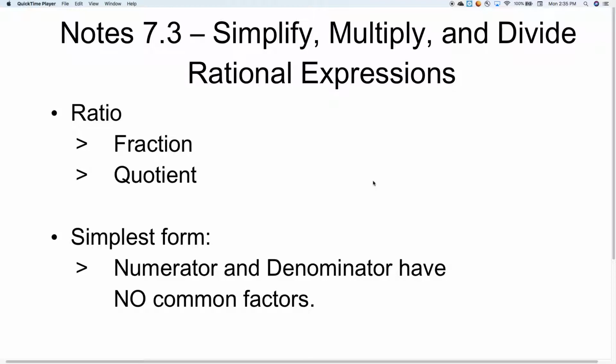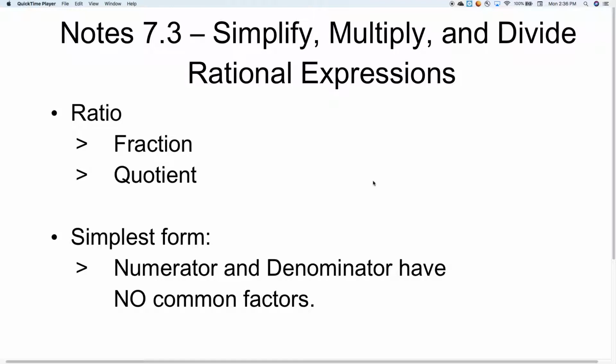So, notes 7.3 and 7.4 and 7.5 are the really algebraic pieces of this chapter. So we're not doing the graphing parts as much. We're focusing on how to rearrange, how to combine or separate, that type of thing. And so I just want to review on this slide really quickly.